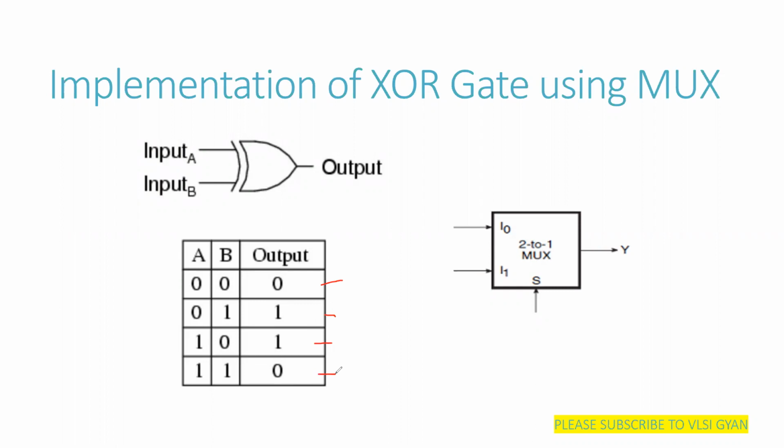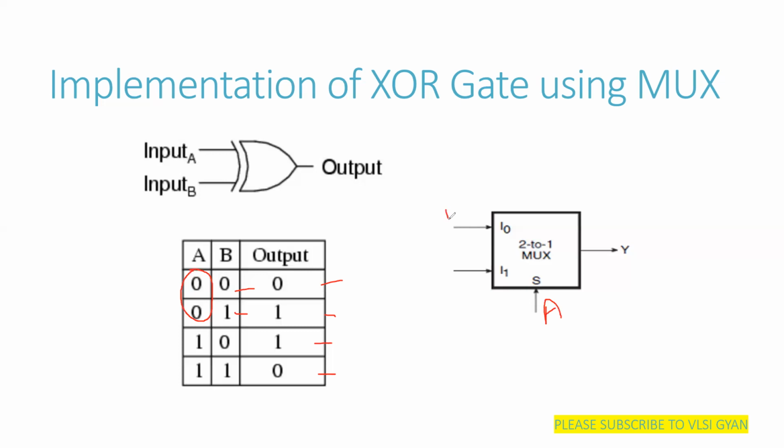Friends, you can implement these gates using a single MUX, or using 2 MUX or more number of MUXes. So it depends upon you how you want to do it. Here I am using a single 2:1 MUX only. When A is 0, we can combine these two input combinations. When A is 0, we need to compare the output in terms of the other input. So when A is 0, if B is 0, output is 0. If B is 1, output is 1. That means when A is 0, the output is the same as B.